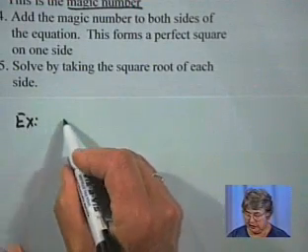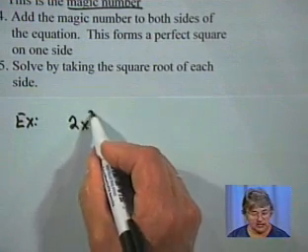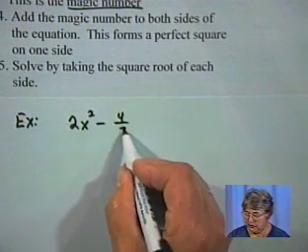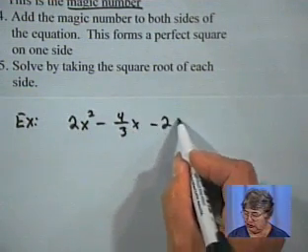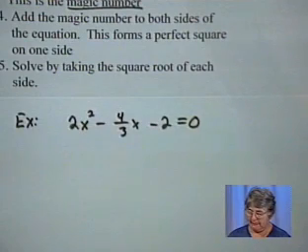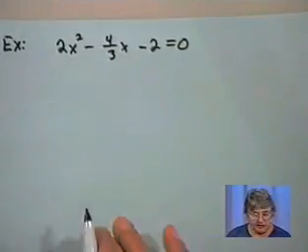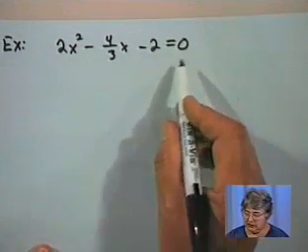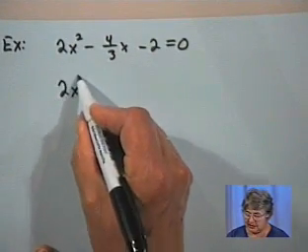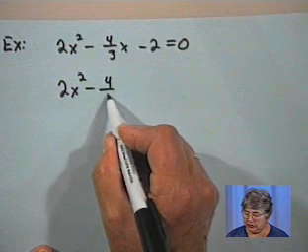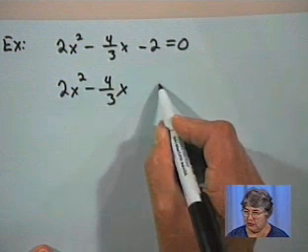In that, let's put in a fraction. Suppose we have 2x squared minus 4/3 x minus 2 equals 0. Okay? So we're going to use completing the square. All right, first thing we do is to take the constant to the other side. 2x squared minus 4/3 x equals 2.